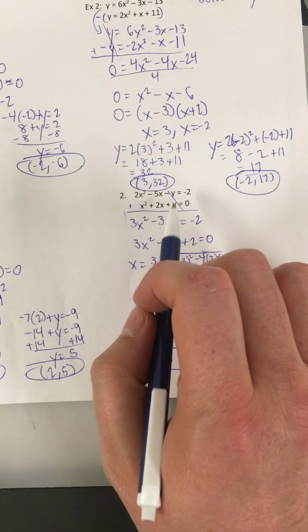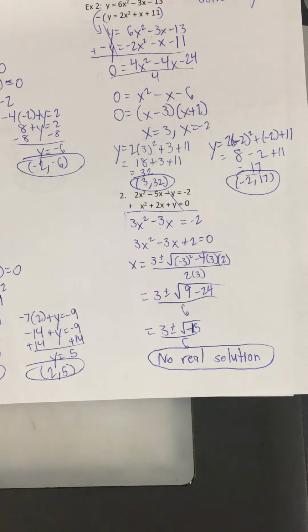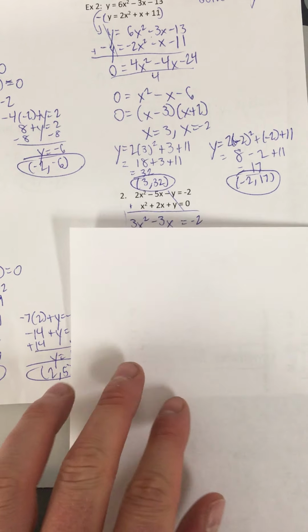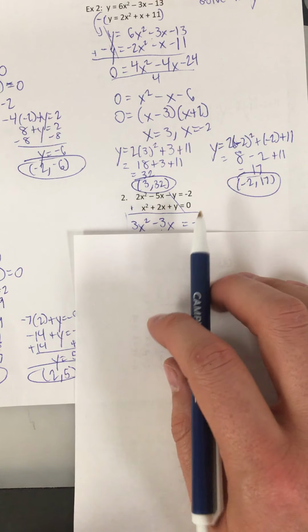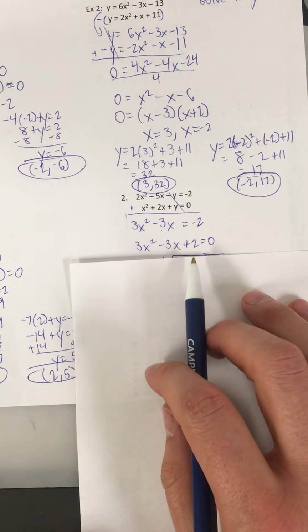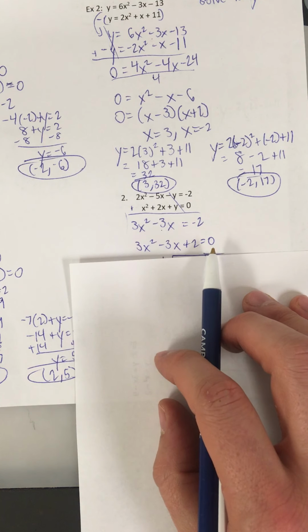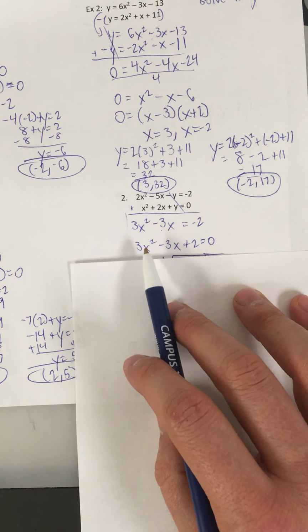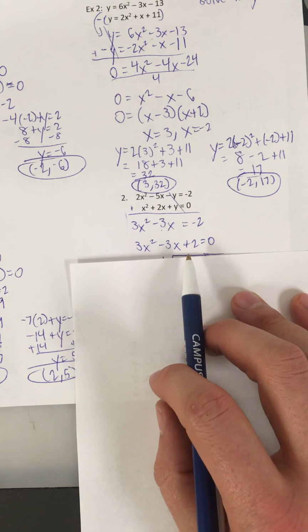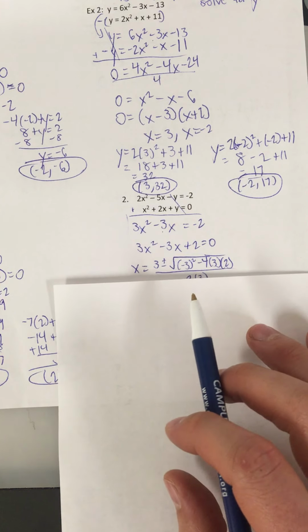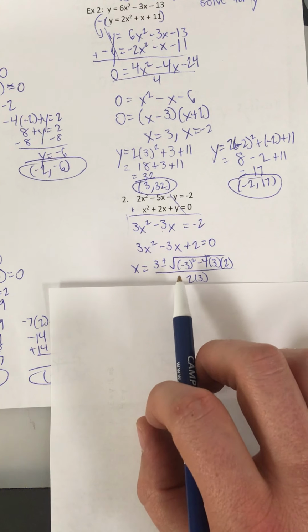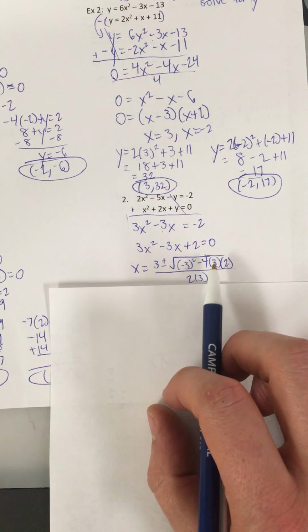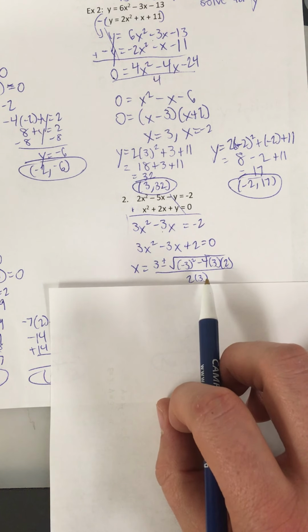And then this last one, you may have gotten a little stuck on this one because, first of all, when you add these, the y's already cancel. So I would have 3x squared minus 3x equals negative 2. I need it equal to 0, so add the 2. 3x squared minus 3x plus 2 equals 0. This one, I can't divide 3 out. It's going to be hard to factor. This one I want to use the quadratic formula. So x equals negative b, positive 3, plus or minus the square root of negative 3 squared minus 4 times 3 times 2, all over 2 times 3.